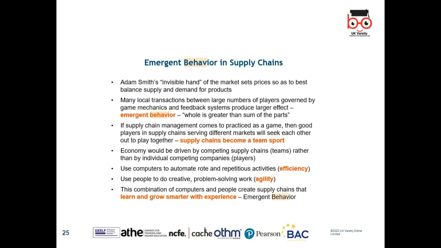Then, do we know Adam Smith? Maybe we have heard about one of the great economists who discussed the behavior side. He says the invisible hand of the market sets the prices, to best balance supply and demand for the product. So we need to balance supply and demand. If there is high demand but no supply, what will happen? The prices will go up.